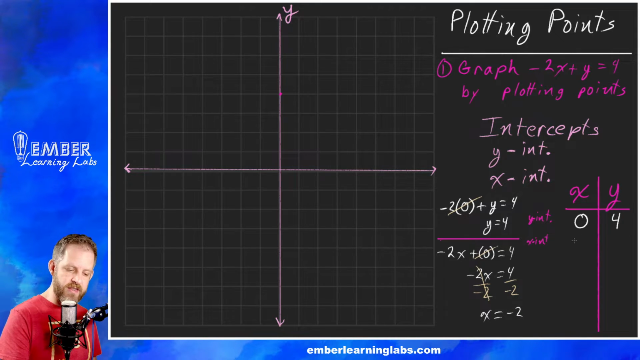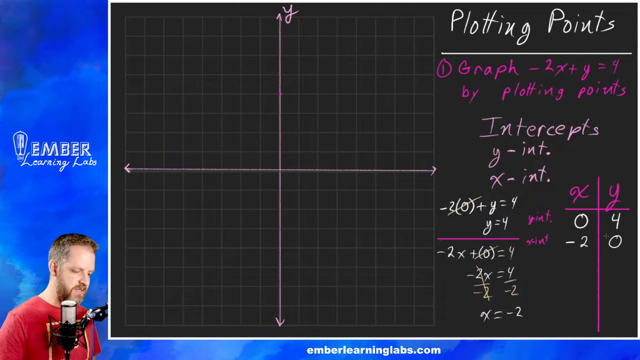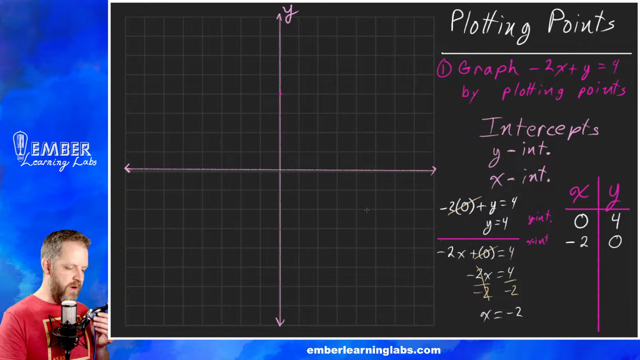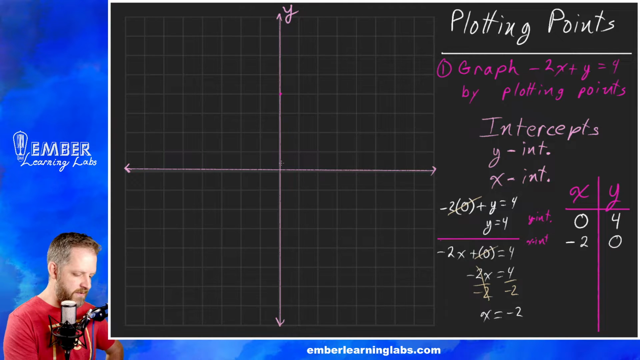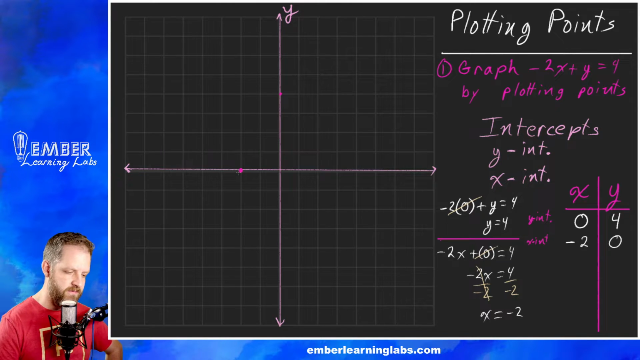So that tells us that the x-intercept is -2 for the x part and 0 for the y part. Okay, easy peasy lemon squeezy. So let's plot that point. We're going to go -2 on the x and up and down 0. So there it is. That's actually technically enough to graph that thing.